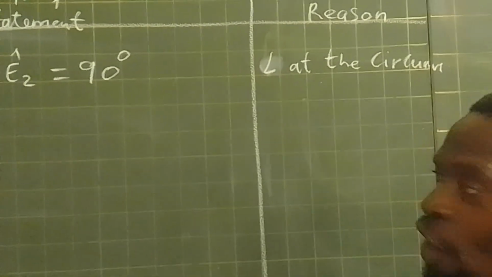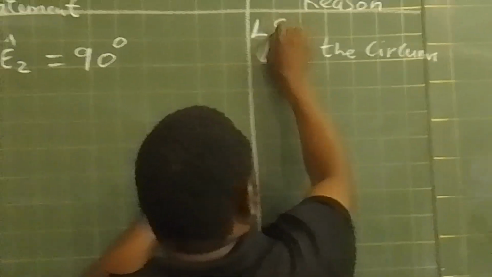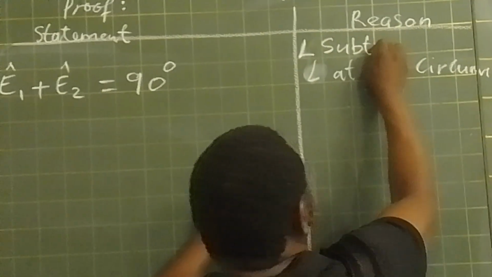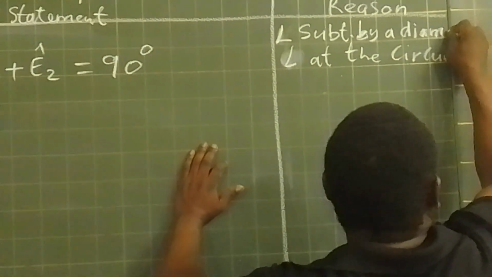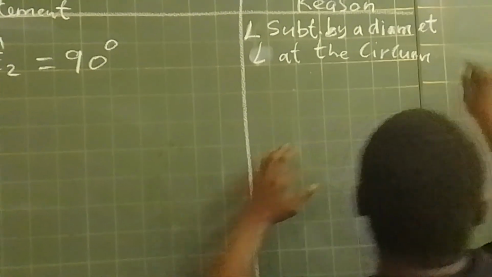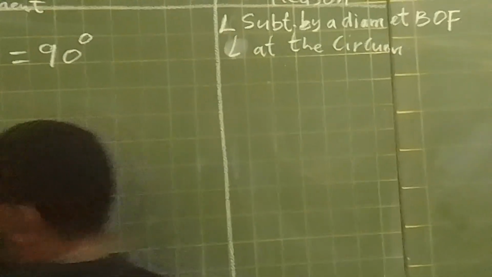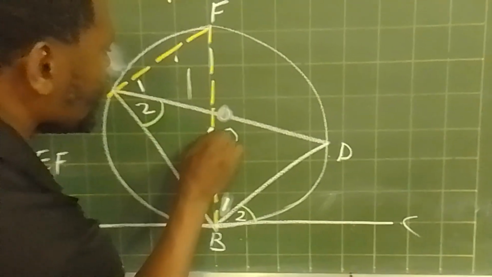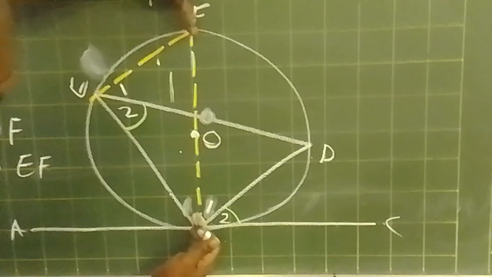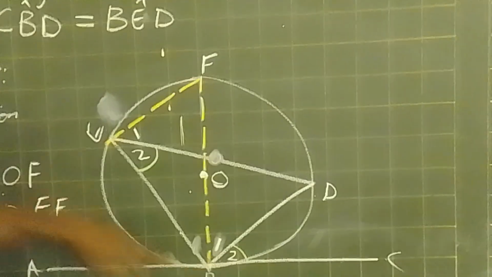Angle subtended by a diameter BOF. You see, this diameter BOF, this is your center O, this is your O here. You see, BOF, it subtends which angle? Angle E1 and angle E2, or angle FEB.